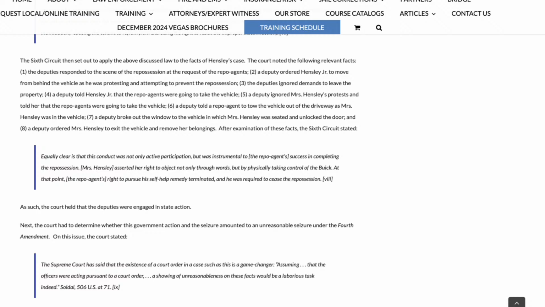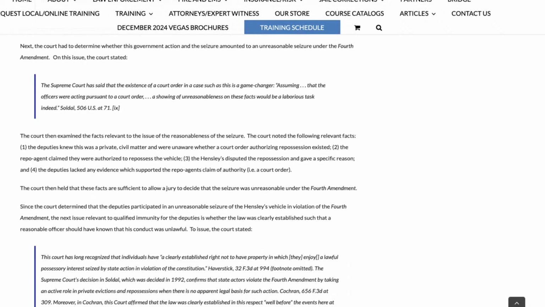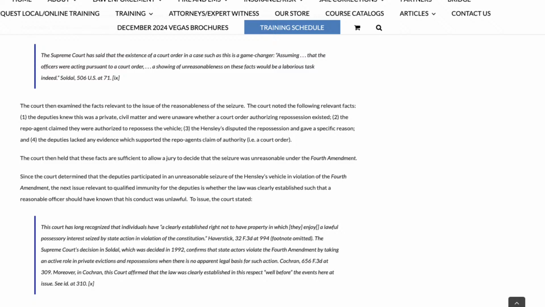As such, the court held that the deputies were engaged in state action. Next, the court had to determine whether this government action and the seizure amounted to an unreasonable seizure under the Fourth Amendment. On this issue, the court stated, the Supreme Court has said that the existence of a court order in a case such as this is a game changer. Assuming that the officers were acting pursuant to a court order, a showing of unreasonableness on these facts would be a laborious task indeed.